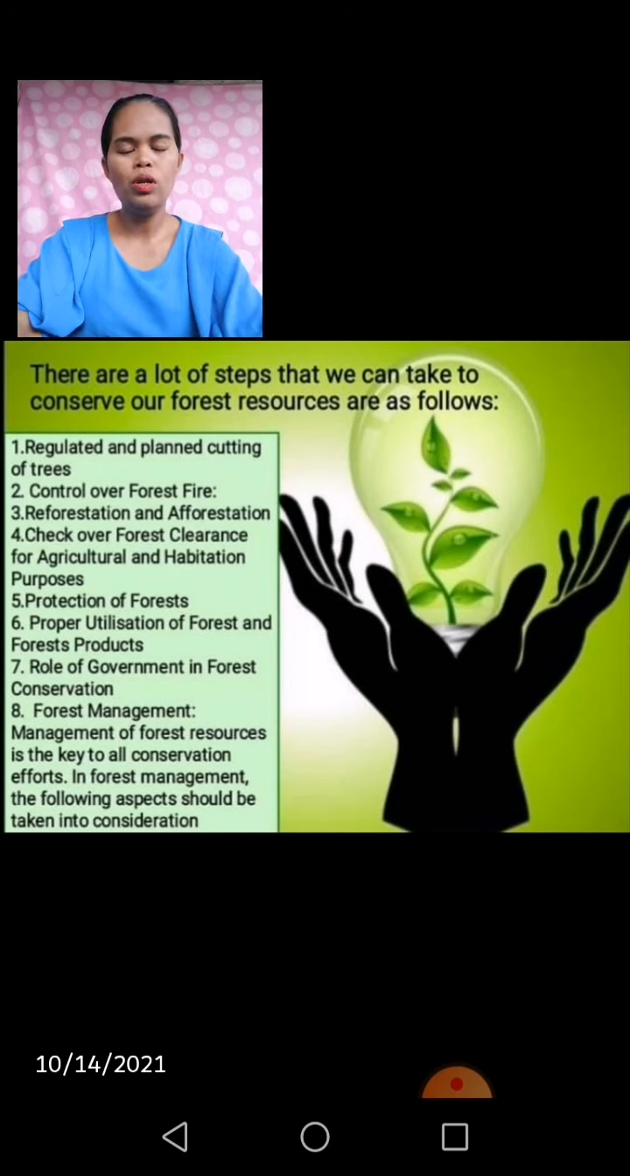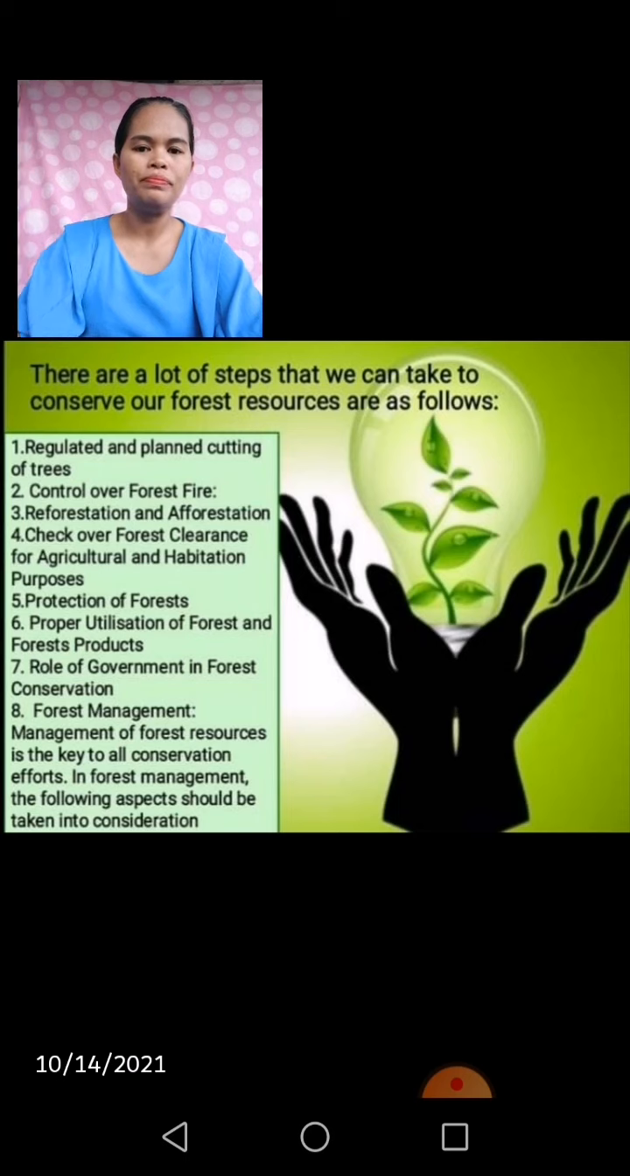The second one is control over forest fire. Destruction or loss of forest by fire is fairly common because trees are highly exposed to fire, and once started it becomes difficult to control. Sometimes the fire starts by natural processes, for example, by lightning or by friction between trees during speedy winds, while in most cases it is also by man, either intentionally or unintentionally.